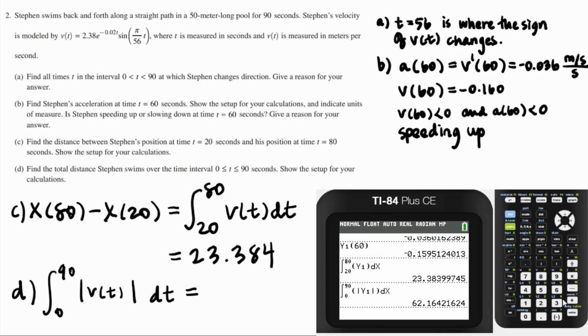62.164 meters. 62.164. Okay. And that's number 2 for AB for this year.